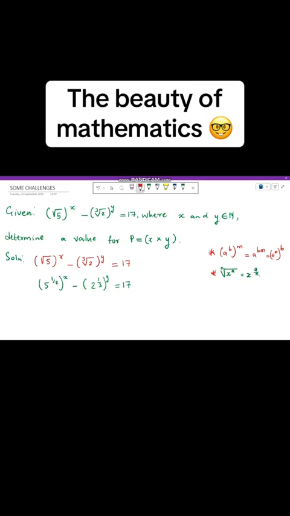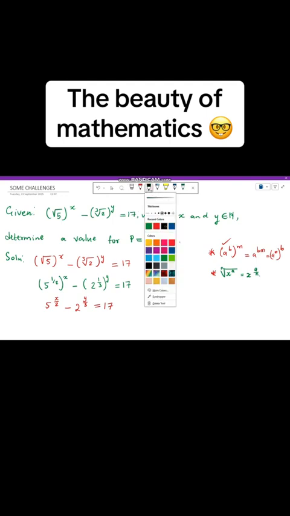Okay, then from here we can apply that property, which is this guy here, can multiply the power, so I'll have 5 to the power of, I can say half multiplied by x, that will be x over 2, then minus, I do the very same thing here, base 2 to the power of y all over 3. So this is going to be equals to 17. Right.